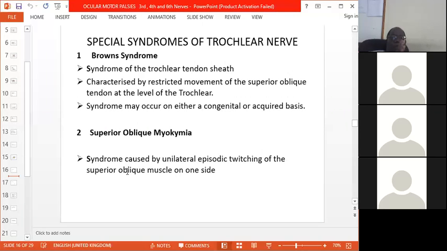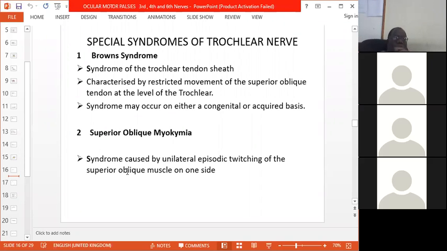Restricted movement of the superior oblique. What does the superior oblique do? It elevates. So there will be no elevation. There is superior oblique and inferior oblique. Inferior oblique depresses, superior oblique elevates. So there will be no elevation of the eye in that eye. That's it, failure to elevate there.